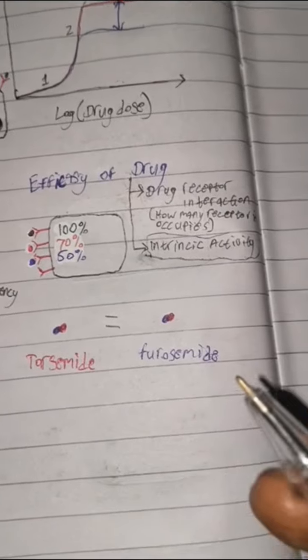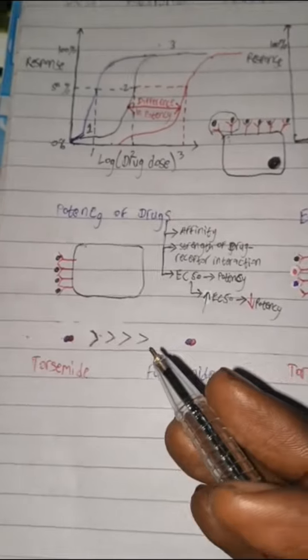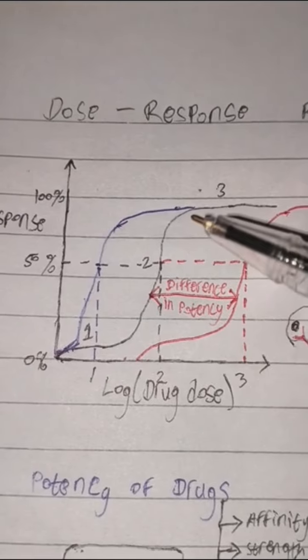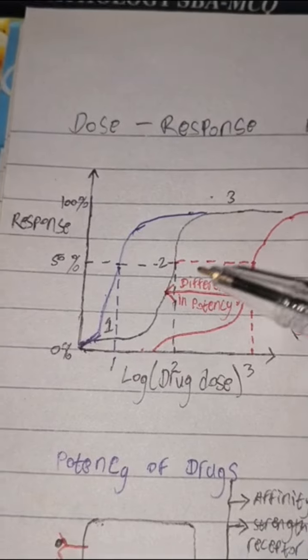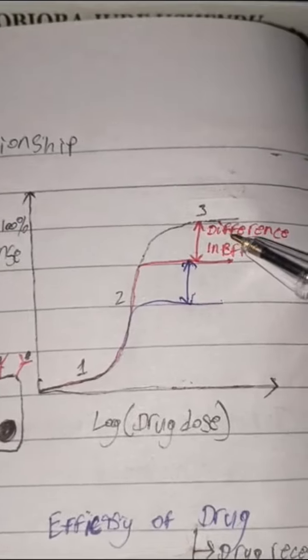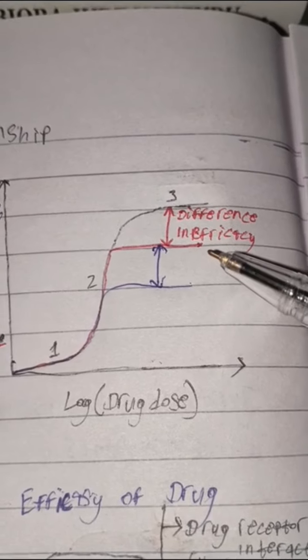So a drug can have the same efficacy but different potency, or different efficacy and the same potency. As you can see in this graph, all these drugs here have the same efficacy, but the difference is the potency. But in this graph here, they have the same potency, but different efficacy.